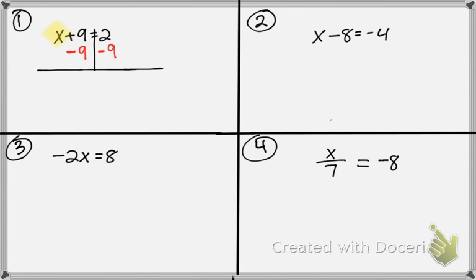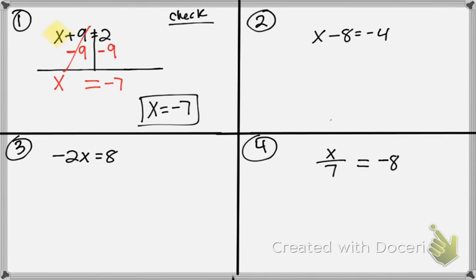Okay, so if we go ahead and do this left side, we can bring down the x. 9 minus 9, that's a 0. You don't have to write 0. We can just leave it blank, or we can cross it out, right? We have our equal sign, and then 2 minus 9, that's going to give us a negative 7. So our answer here is x is equal to negative 7. And we can always check our answer by putting negative 7 into the x. So negative 7 plus 9 should give us a 2, and it does. Okay, so I know that that's my answer.